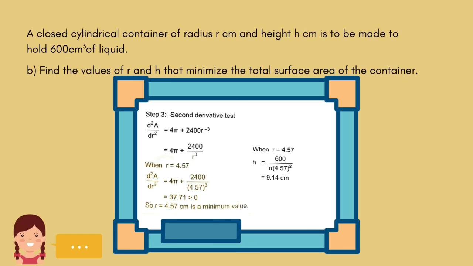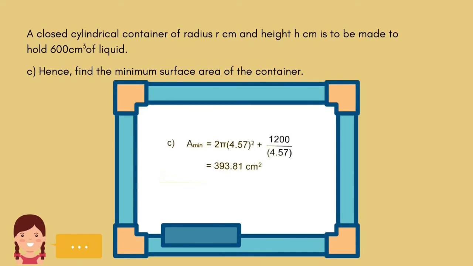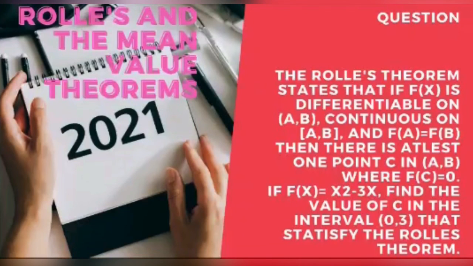Next, for question C, hence find the minimum surface area of the container. For this type of question, we find the minimum area using the equation 2 pi r squared plus 1200 over r and just replace r with the value 4.57. So for the last answer, we get the minimum area is 393.81 cm squared.